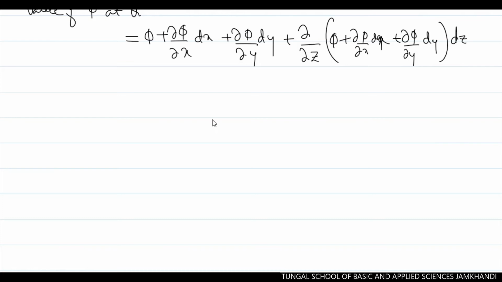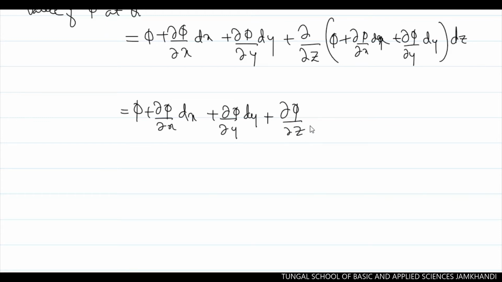Now if you calculate this variation of that function with partial differentials, it becomes dou phi by dou x into dx plus dou phi by dou y into dy plus dou phi by dou z into dz, plus dou square phi divided by dou x dou z into dx dz, plus dou square phi divided by dou y dou z into dy dz.